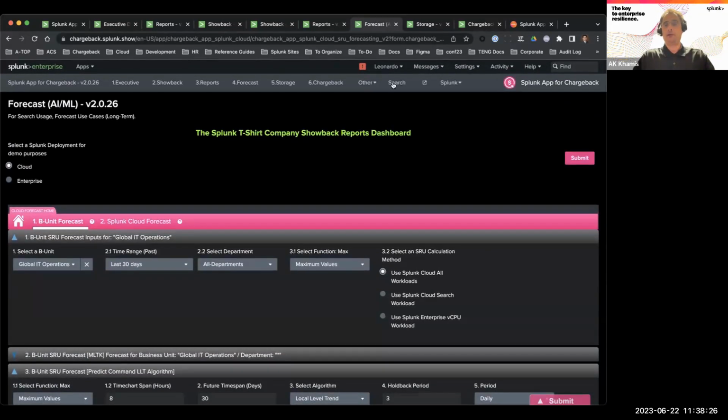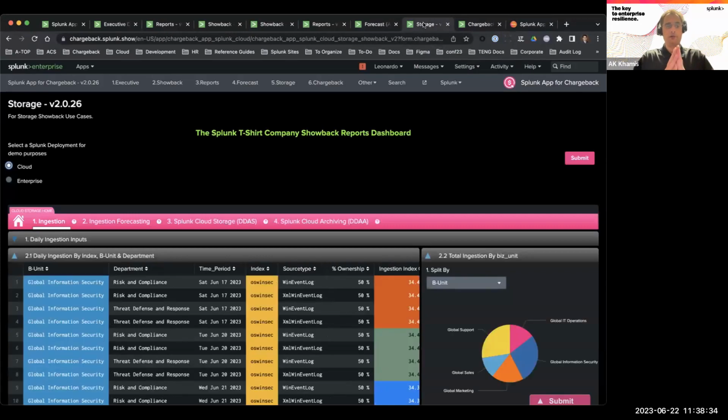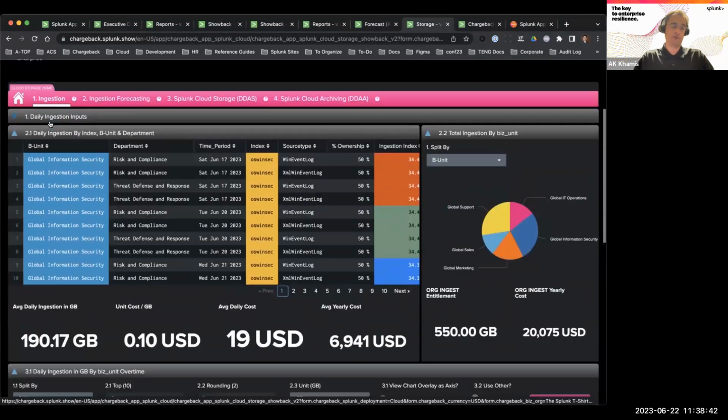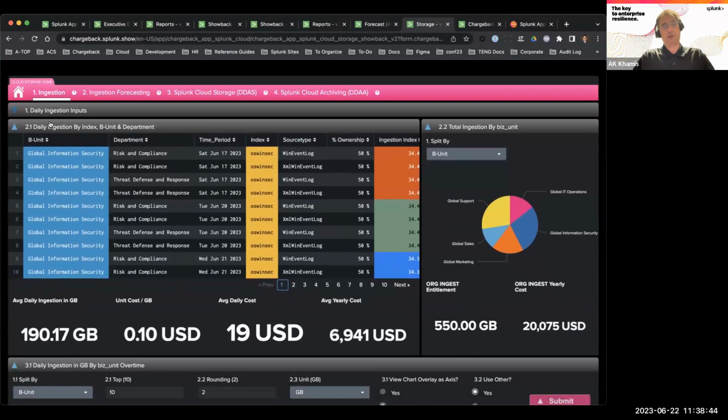At this point, I still need to know about storage before I can go to chargeback. Let's talk about storage, okay? From a storage perspective, we have four tabs. We have ingestion. If you're a volume-based customer, it's going to be very important, right? If you're an SVC or workload customer, it's not as important, but it's very important to have that information. We want to know how much ingestion is going on, right?